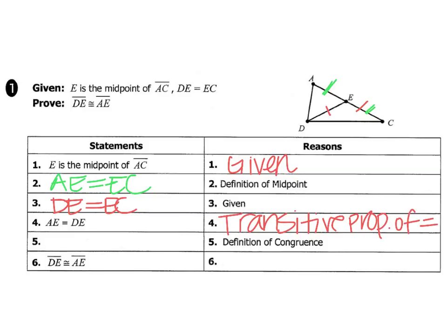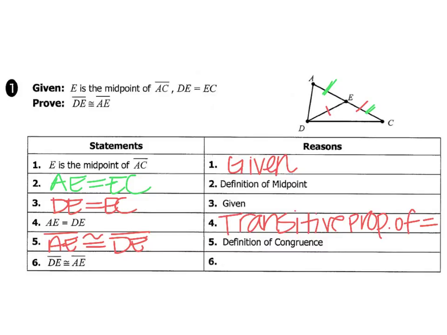All right, and then we know that definition of congruence is we're saying that anytime we go from equals to congruent, so the measures are equal, the segments are congruent. So if we know our reason for number 5 is definition of congruence, all we want to do is go from 4 is equal to 5 is congruent. So we would want to rewrite number 4 as saying segment AE is congruent to segment DE. Definition of congruence, because we went from equals to congruent.